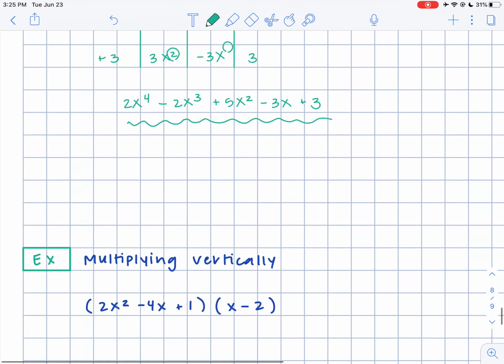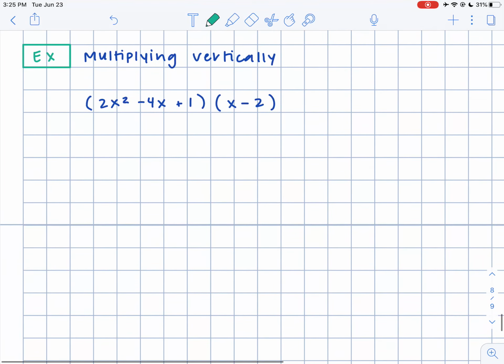Now let's look at the second method, where we are multiplying vertically. This is very similar to multiplying integers vertically. For example, if we wanted to multiply 121 times 22, we would multiply vertically, right? Take 2, multiply by each of the digits, and then take this 2 and multiply with each of the digits. Same thing. So let's rewrite this. 2x squared minus 4x plus 1, and we're multiplying it with x minus 2.